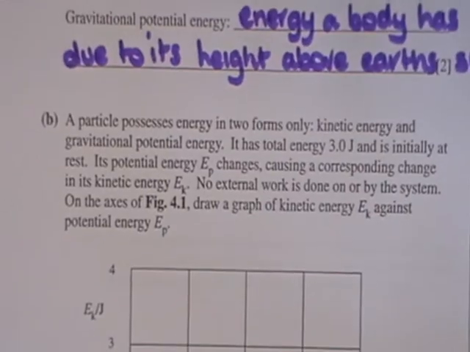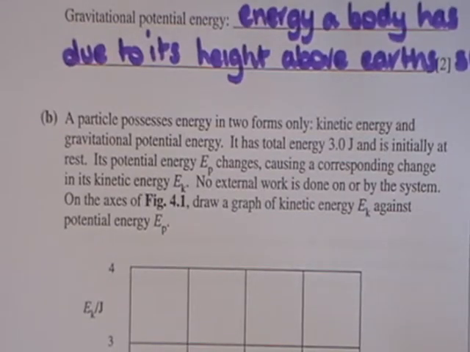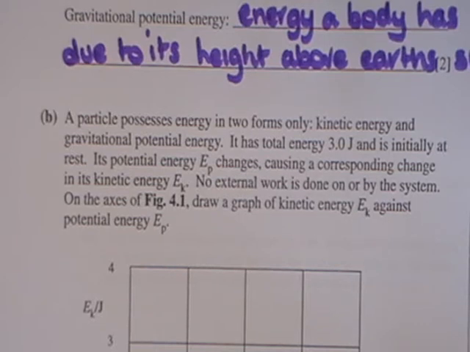Right, part B. A particle possesses energy in two forms only, kinetic and gravitational potential. It has a total energy of 3 J and is initially at rest. Its potential energy changes, causing a corresponding change in its kinetic energy. No external work is done on or by the system. On the axis, draw a graph of kinetic energy versus potential energy. Now, we know that the total is always 3.